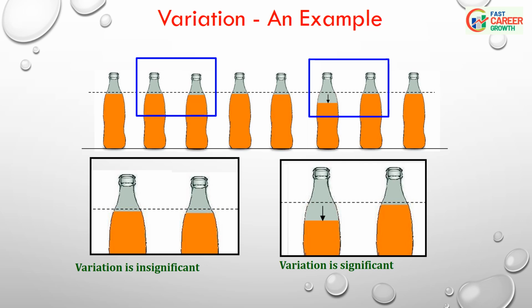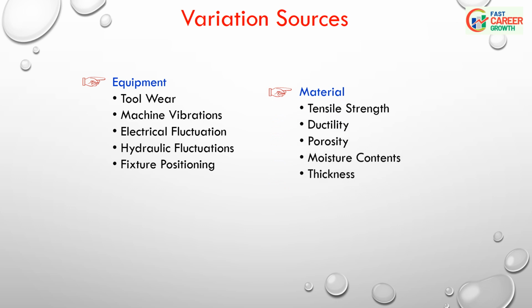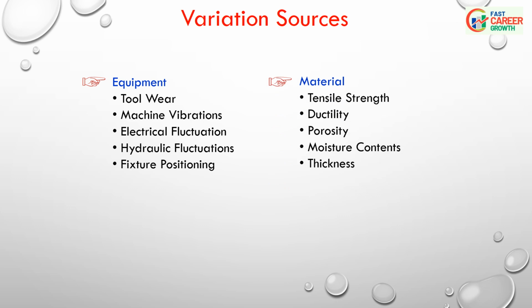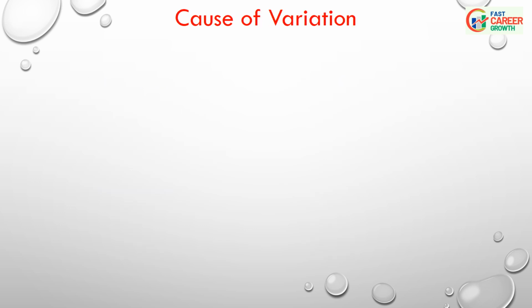Why does variation occur? This is because of equipment's tool wear, machine vibrations, electrical fluctuation, hydraulic fluctuations, fixture positioning. Variation may be due to material's tensile strength, ductility, porosity, moisture contents, thickness. Variation may be due to environment's temperature, light, humidity, pressure. Variation may be due to way of working, meaning method, physical, emotional, skill level of operators. Next is cause of variation.